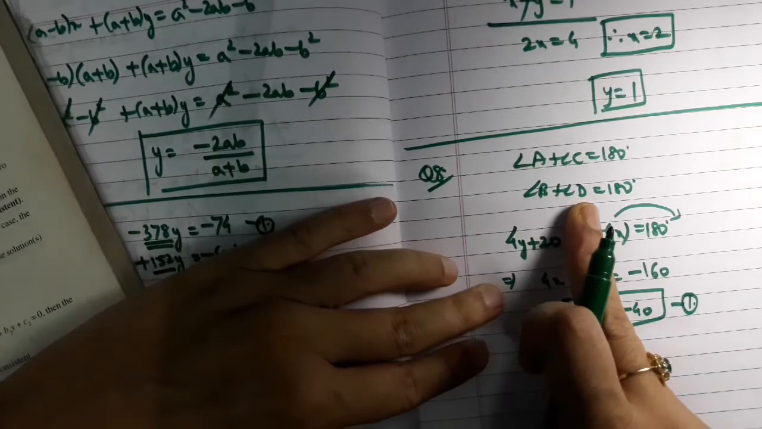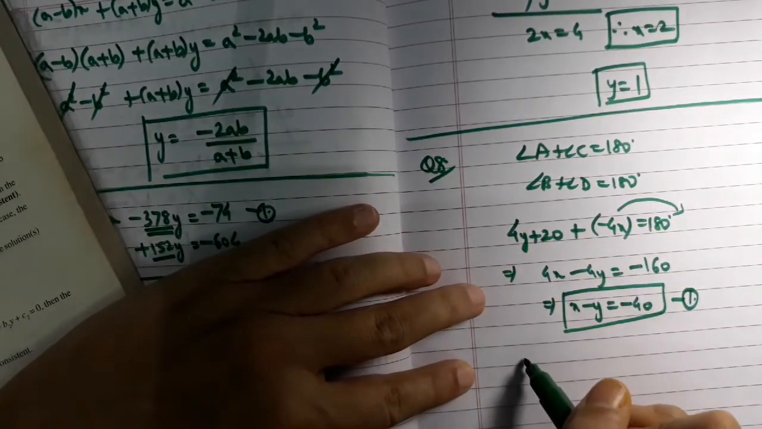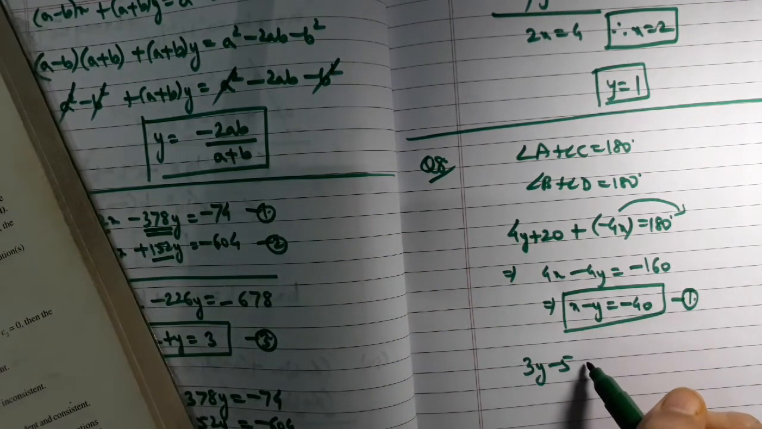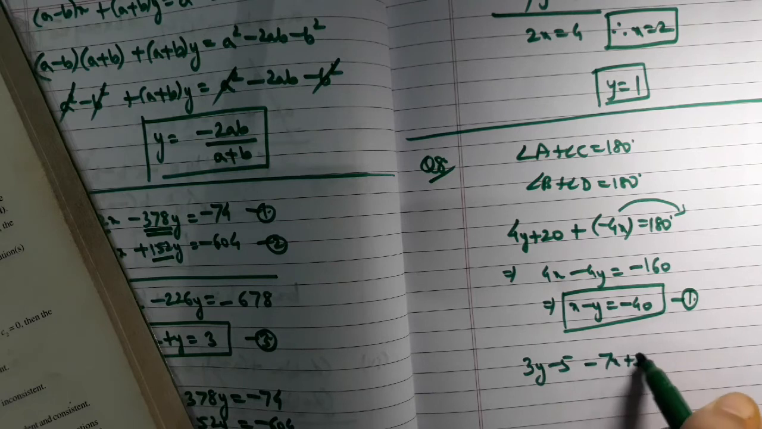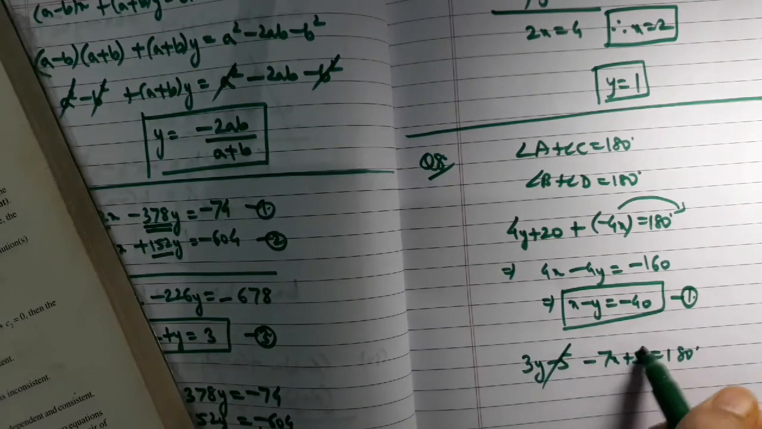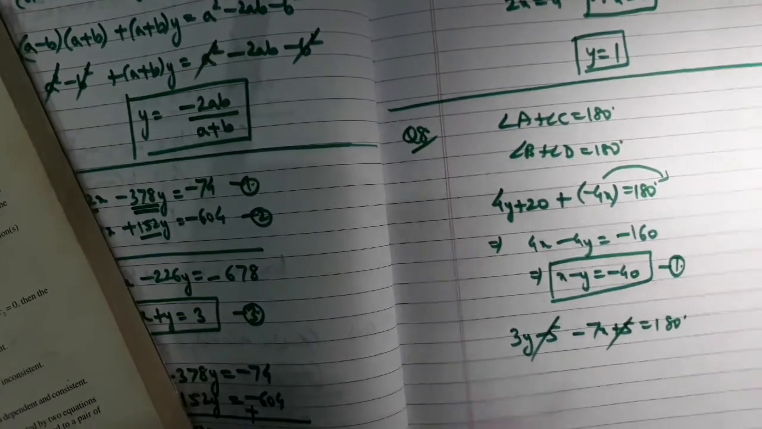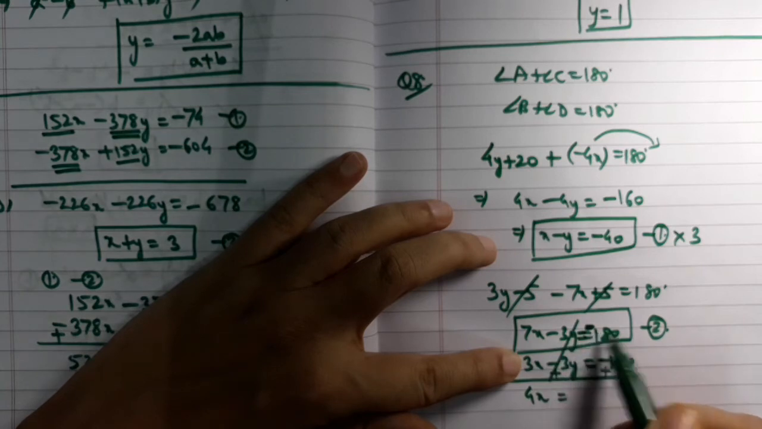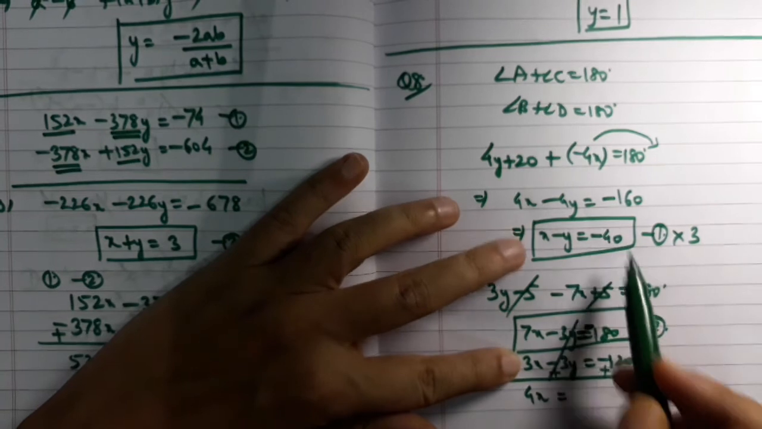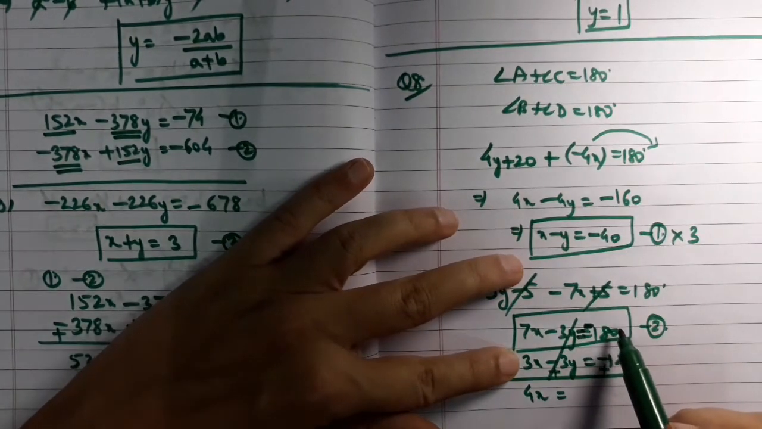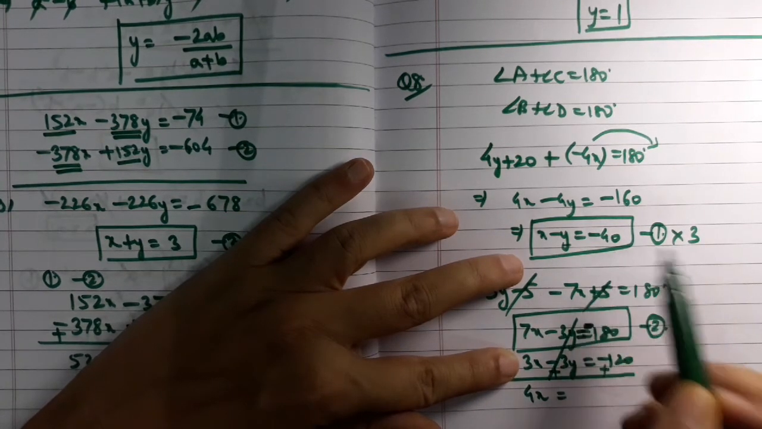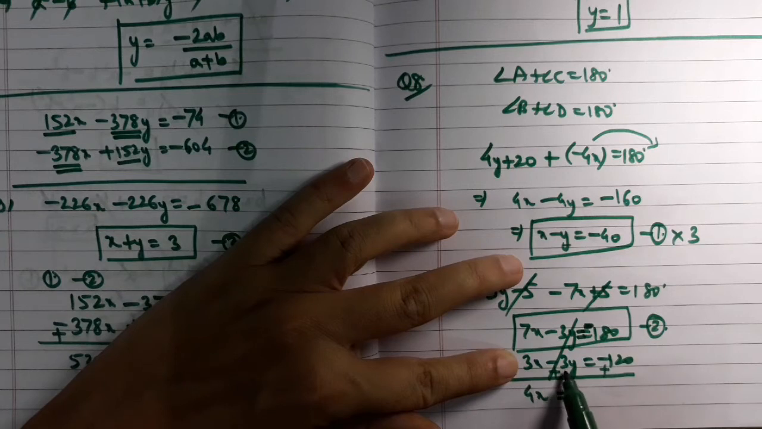Now angle B plus angle D is 180 degrees. So let us substitute the value of angle B, 3y minus 5, plus angle D. Angle D is minus 7x plus 5, which is equal to 180 degrees. Minus 5 and plus 5 get cancelled. So we obtain 7x minus 3y is equal to minus 180. This is the second equation. Now we solve the two equations by any of the methods. I am solving by the elimination method. So we multiply the first equation by 3. So we obtain 3x minus 3y is equal to minus 120.